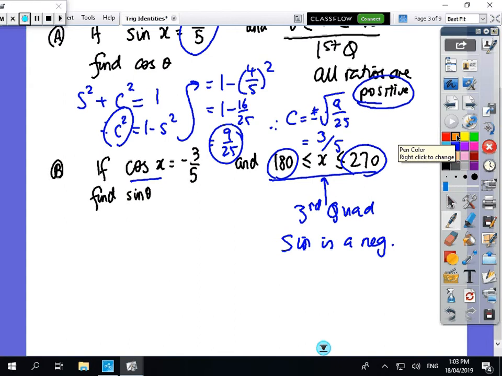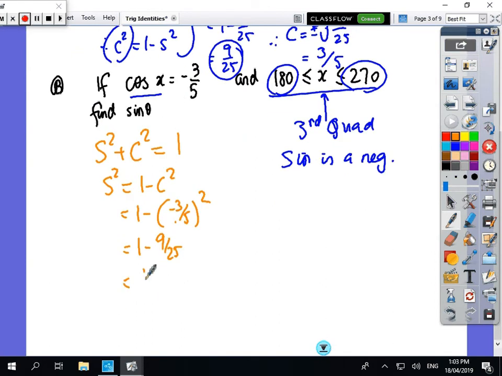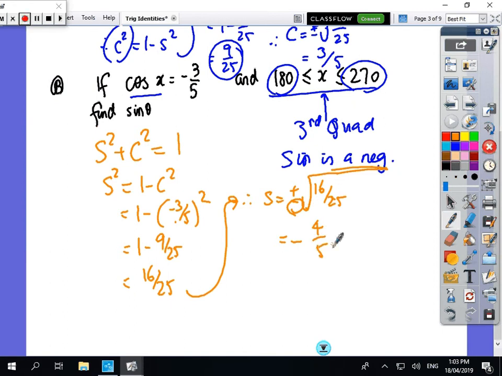Okay, so we've got sine squared plus cos squared equals 1. So sine squared equals 1 minus cos squared, which is 1 minus 3/5 squared. 1 minus a negative squared is a positive, so it's 1 minus 9 over 25 equals 16 over 25. So sine equals plus or minus the square root of 16 over 25. But sine is negative, so we just take the negative. So the answer is negative: the square root of 16 is 4, the square root of 25 is 5. So the answer is minus 4/5. Okay, there'll be a worksheet for you to practice.